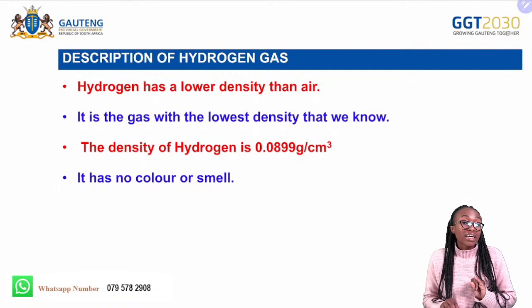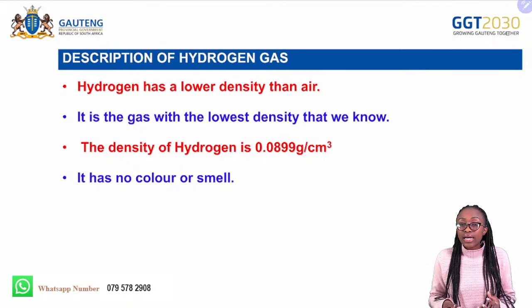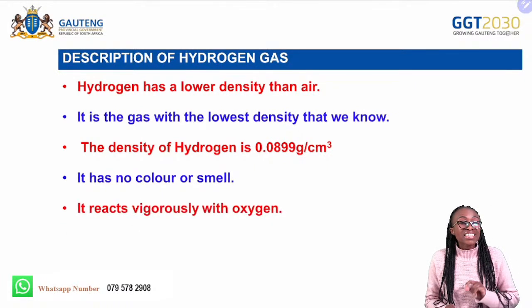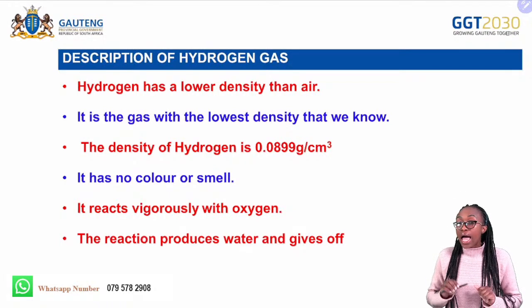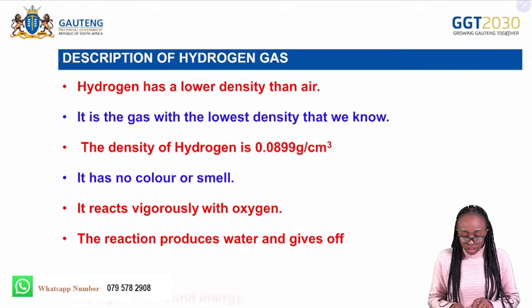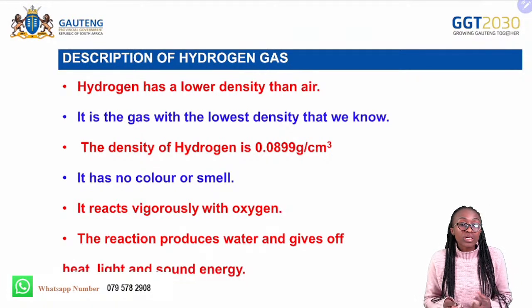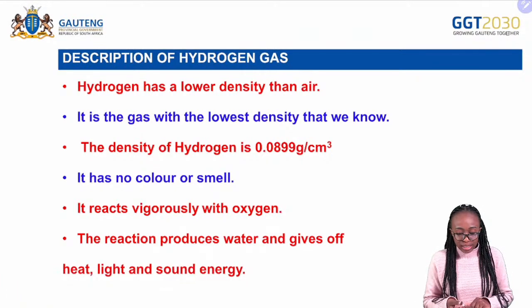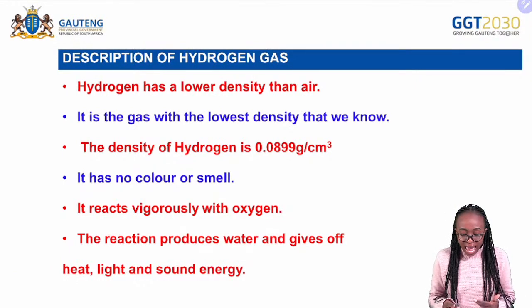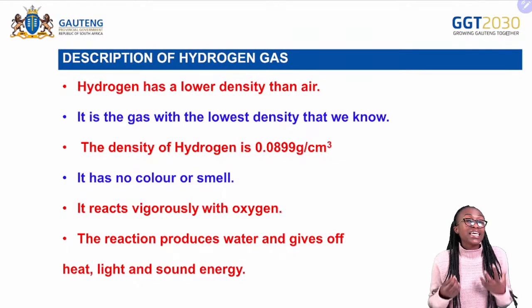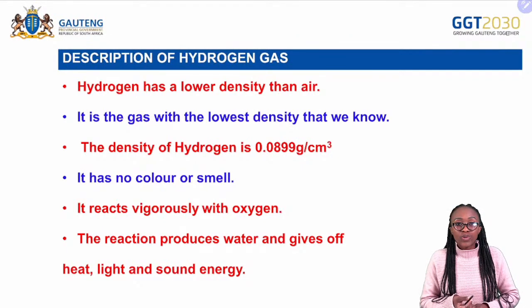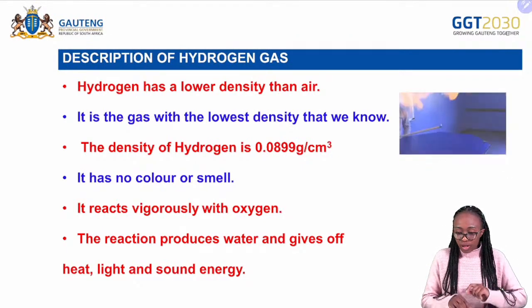So hydrogen doesn't have a color, so it is colorless. It has no color and it doesn't have a smell. And it reacts vigorously with oxygen. And that reaction between hydrogen and oxygen gives off water, or it produces water. Other than water, it has other products. It gives off heat, light, and sound energy. So there is a sound, there is a light, and there is heat that is produced, as well as water, when hydrogen reacts with oxygen.